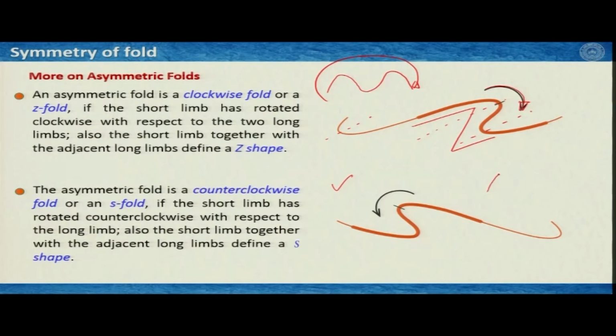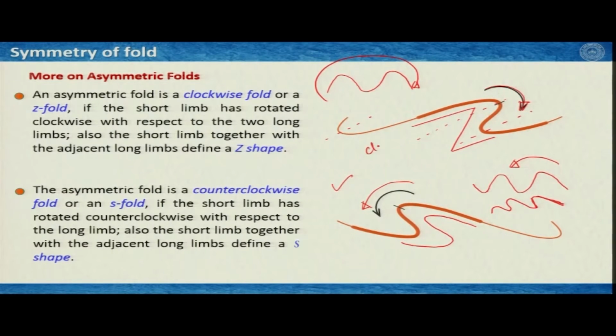Again, if I consider that there was a symmetric fold, something like that, and then if I rotate it counterclockwise, then it may take a shape like this, where this is the short limb and this is the long limb, and the resultant structure is here. So, the short limb rotated counterclockwise. Also, you see that this short limb together with the adjacent two other limbs defines the English letter S.